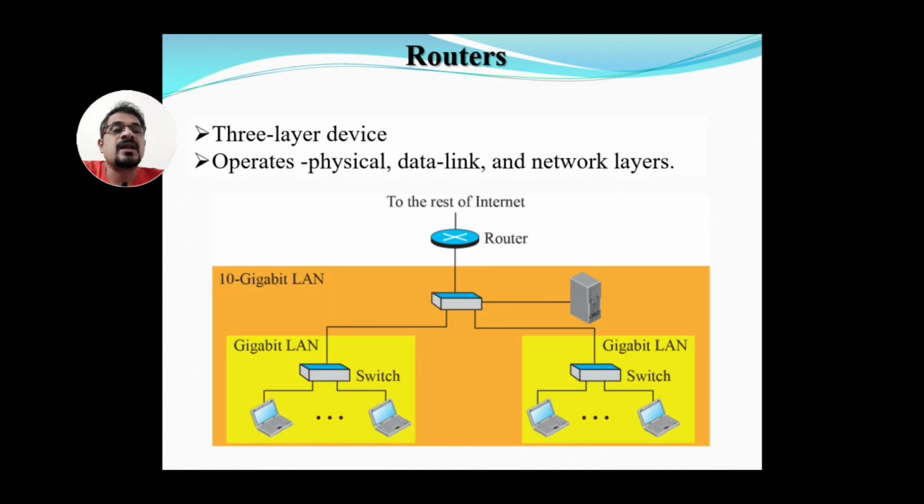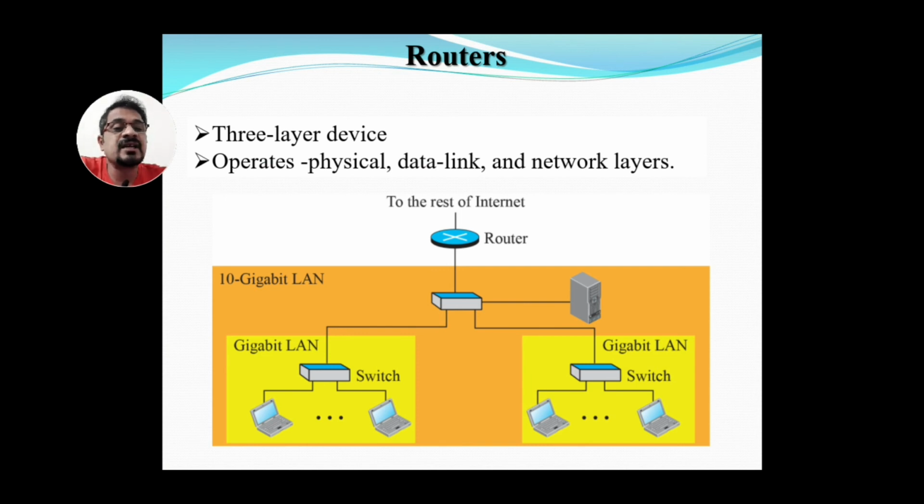Now we can see that routers are 3-layer devices, because they operate at the physical, data link, and network layers. For example, below that diagram you can see one common router. If we look at the 10 gigabit wired LAN networks, we have already discussed them in detail in the earlier classes on wired Ethernet.